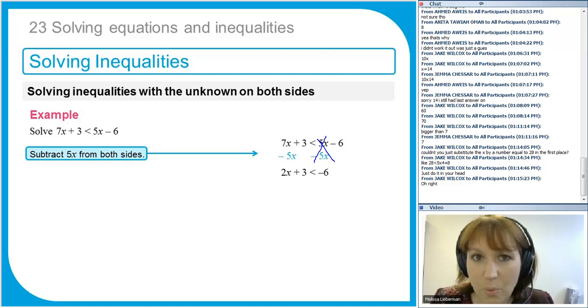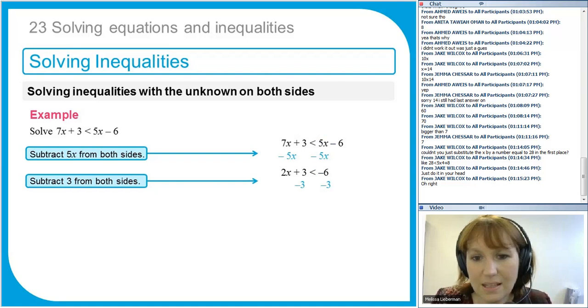Then the next step will be to subtract 3 from both sides, because I just want the x on its own. So subtract 3 from both sides. Minus 6, take away 3 is minus 9. So I'm going to have 2x is less than minus 9. And then the last step, divide both sides by 2.